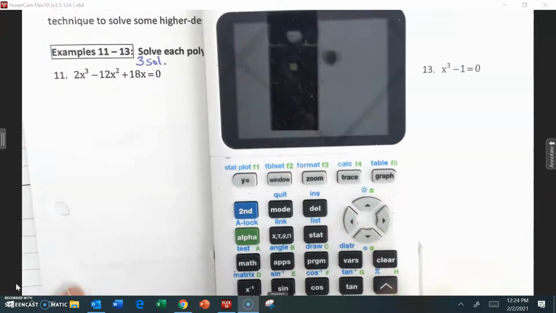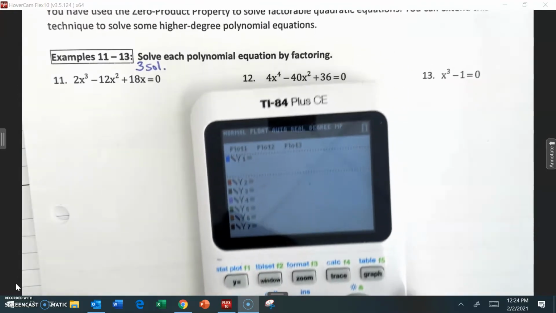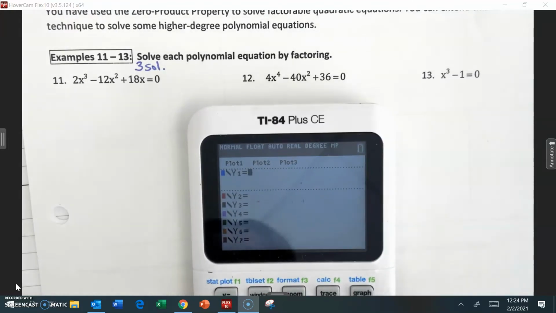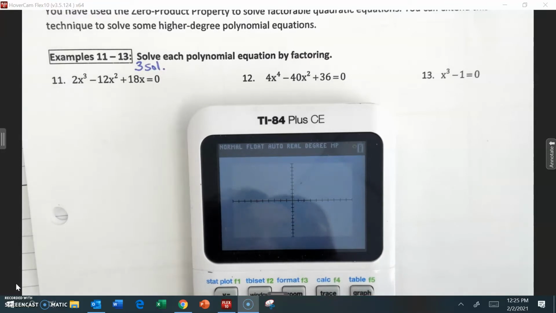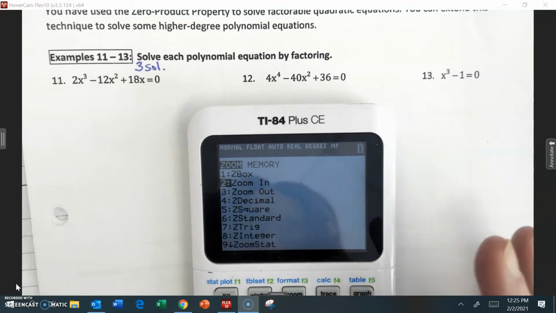But I think it's important to take out your calculator. I know it's kind of hard to see sometimes on here, but if you take out your calculator and we actually graph 2x to the third minus 12x squared plus 18x, and you might need to change your window. You might not be able to see this. But what happens is, I'm going to zoom in just a little bit.